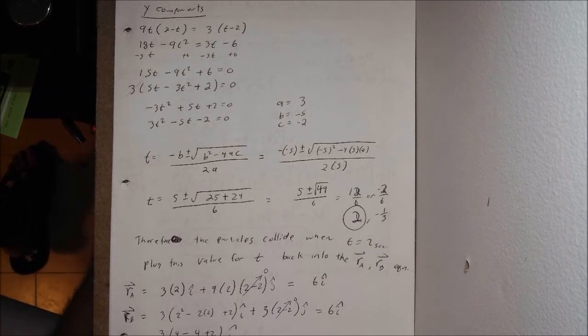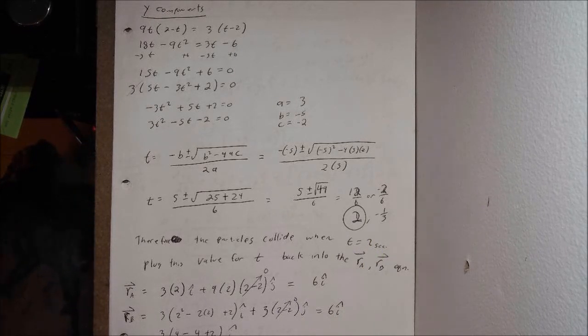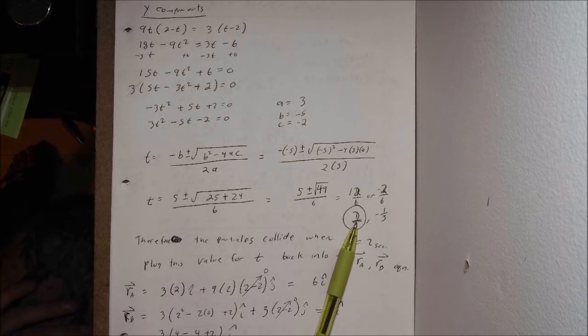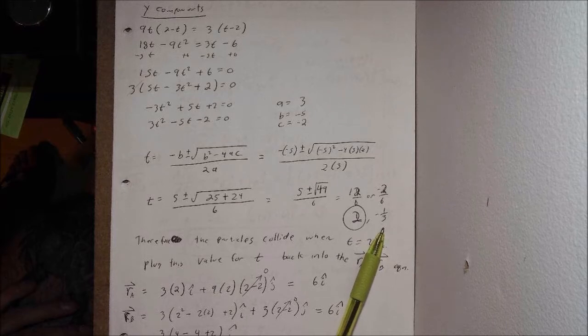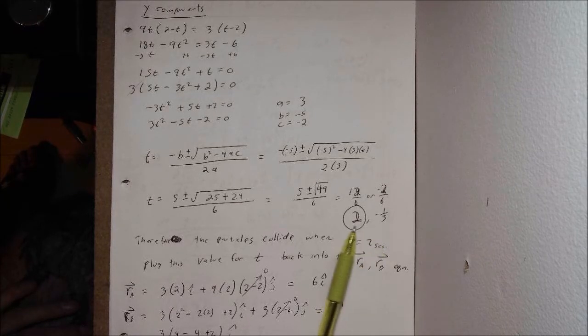So this is where I want to compare. For both my x components and my y components, I had two different possible values. Well, the one that's in common is the correct answer. So my value for t in both of them was 2. I also had a value of 1 for my x components, and a value of negative 1/3 in my y components. So 2 is the only value for time that overlaps for both of those. Therefore, the time where these two particles intersect is 2 seconds.